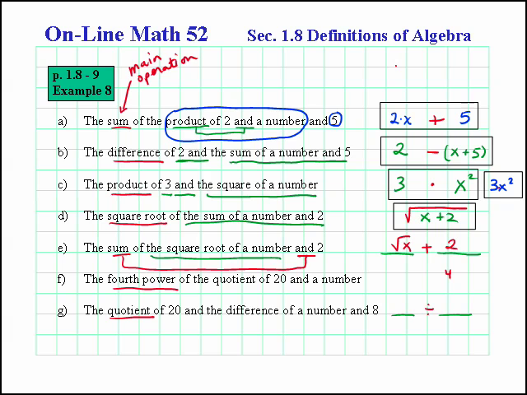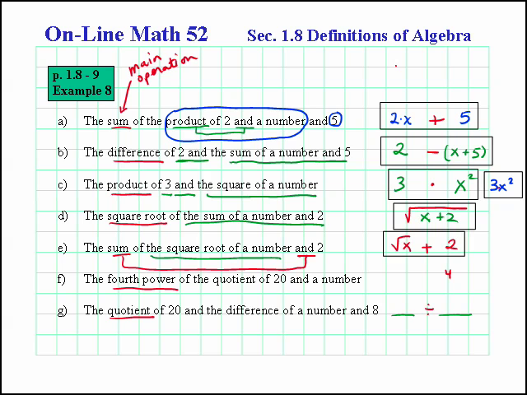Let's think about that. Is that what it says? The sum of square root of x and 2. The sum of the square root of a number and 2. We're adding square root of x and 2. Okay. That was tricky, I know.